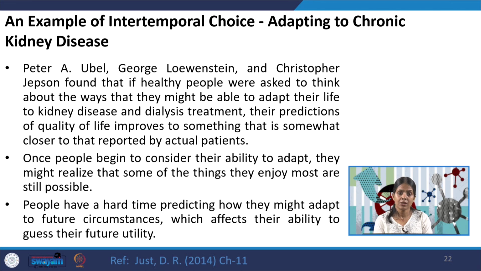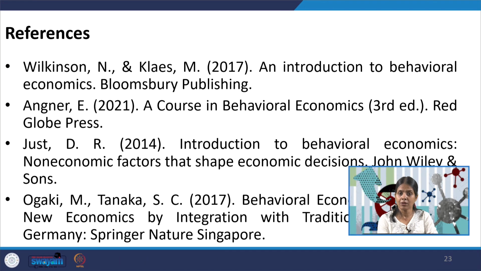Once people begin to consider their ability to adapt, they might realize that some of the things they enjoy most are still possible. People have a hard time predicting how they might adapt to future circumstances, which affects their ability to guess their future utility. So, broadly we see that there is some level of bias present in our understanding of how the future is going to be. This is what we are going to discuss further in the next module: what this particular bias is called and how it is going to impact our decision making.